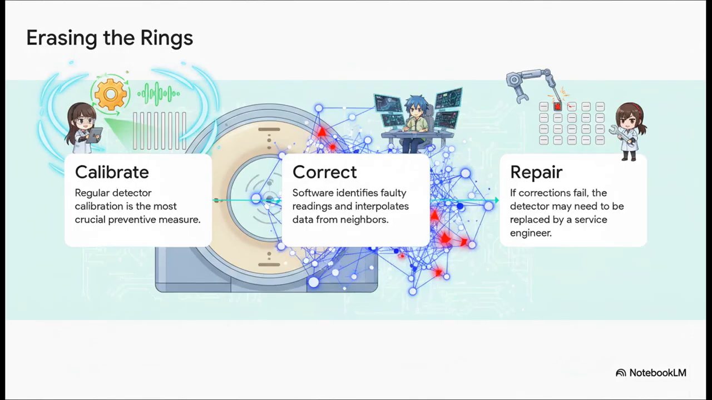The good news is getting rid of these rings is actually pretty straightforward. The first line of defense is just regular maintenance and calibration to keep all those thousands of detectors playing nicely together. But if a detector does go rogue, clever software can spot the odd data out and simply replace it. It basically looks at the readings from the detectors next to the bad one and averages them out, a process called interpolation. And just like that, the ring completely vanishes.